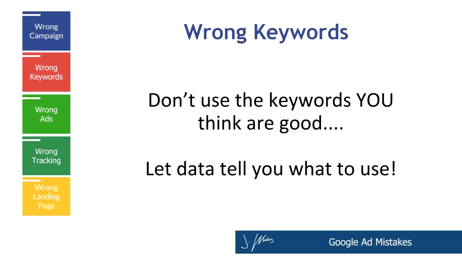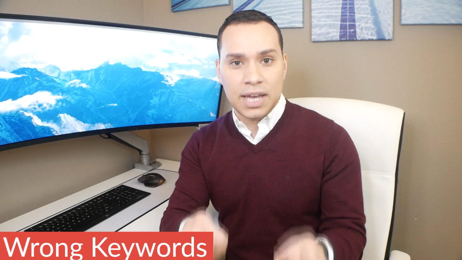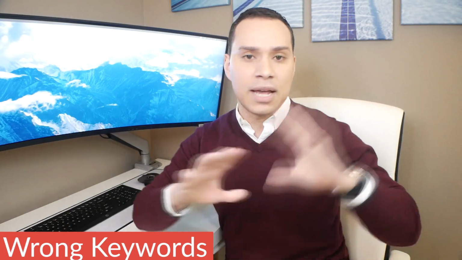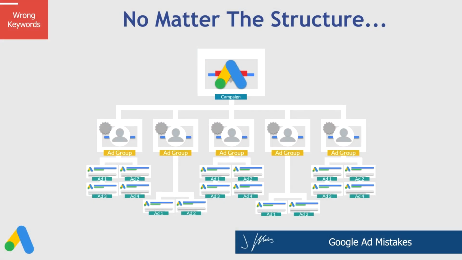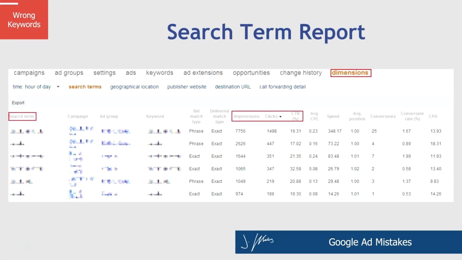Now, speaking of keywords, that is the next one. Big mistake number 2 is using the wrong keywords or the wrong keyword match types. So there's a lot we could talk about here, but let's go ahead and focus on 80-20 here. When you're running your campaigns, irrespective of what type of ad group structure you're using, you want to use something called the search terms report.